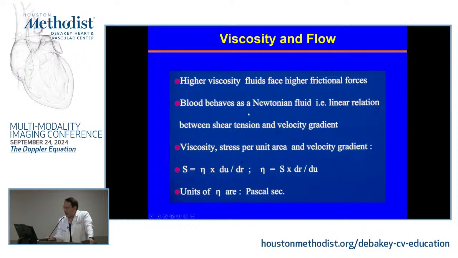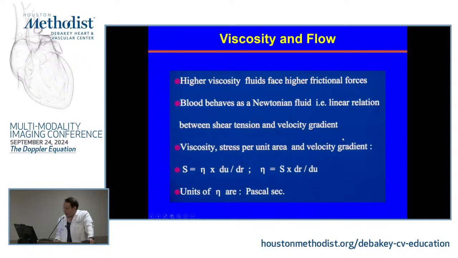Blood is spoken of as a Newtonian fluid, and what that simply means is that the shear tension and the velocity gradient are directly related to one another. The higher the tension, the greater the velocity changes over a certain vertical height.